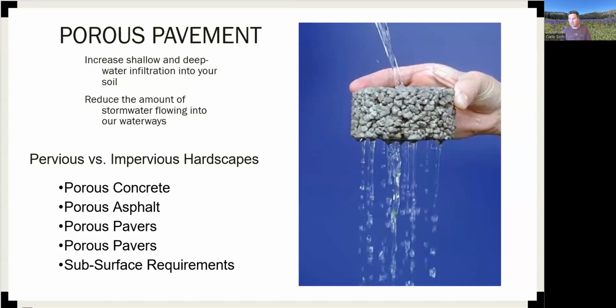Now, the final strategy for rainwater harvesting is using porous pavement. The benefit to this is that it increases shallow and deep water infiltration into your soil, and it reduces the amount of stormwater flowing into our waterways. So really similar advantages and benefits to all these different systems and strategies that we can use. So, pervious versus impervious hardscapes. Different types of permeable surfaces.